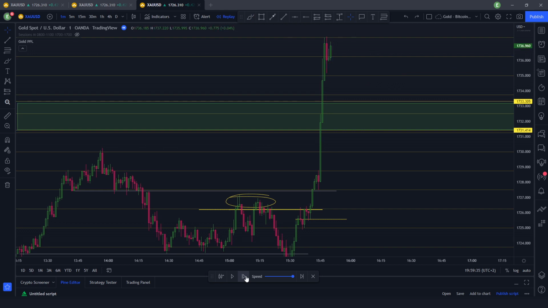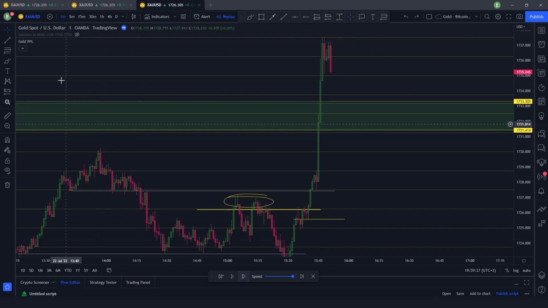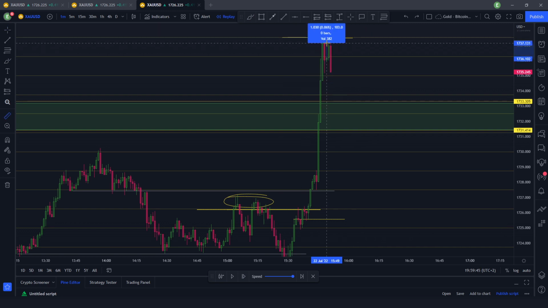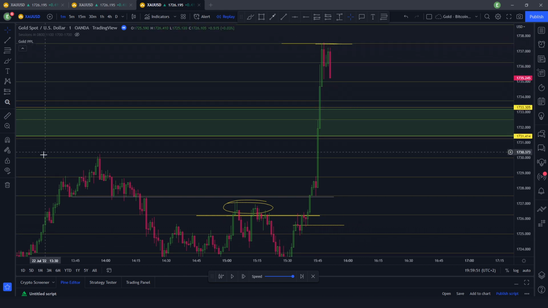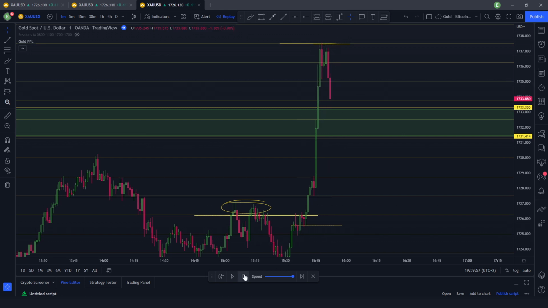Okay, double top and fails to break. I don't really like to trade these news events because I don't know where the price will go. Maybe I enter sells here and I get stopped out before it goes back down. So I don't like to trade this, but this is a double top clearly. And now price, if it breaks below this level, can easily go back down.